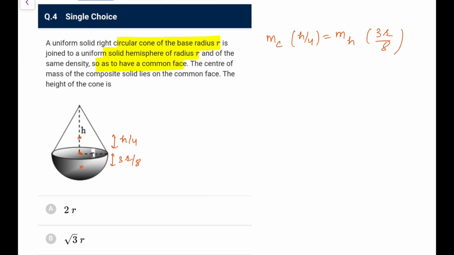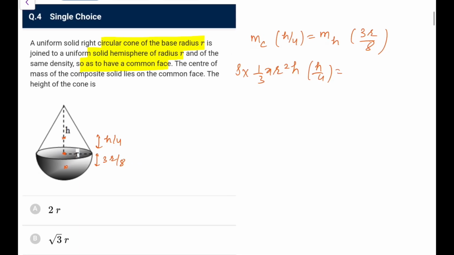Now because the density is the same, the mass of cone would be rho into volume. Volume would be 1 by 3 pi r square h, that into h by 4, equal to the hemisphere. The uniform solid hemisphere would be rho into 2 by 3 pi r cube into 3r by 8. That is what you get. So this is cancelled. This pi and pi goes, 3 and 3 goes.